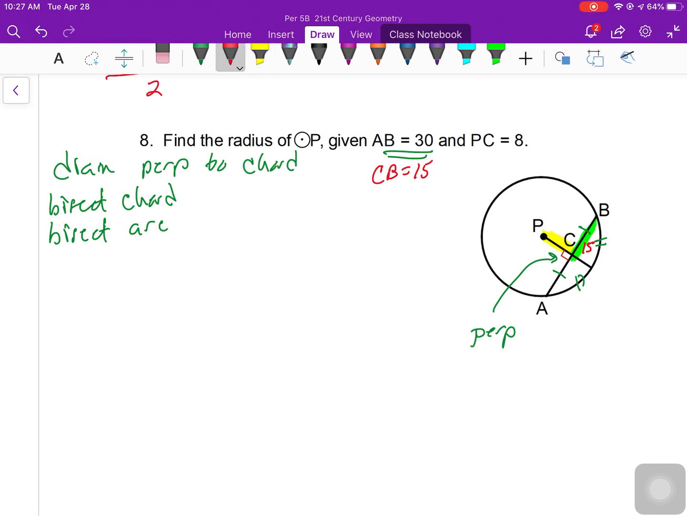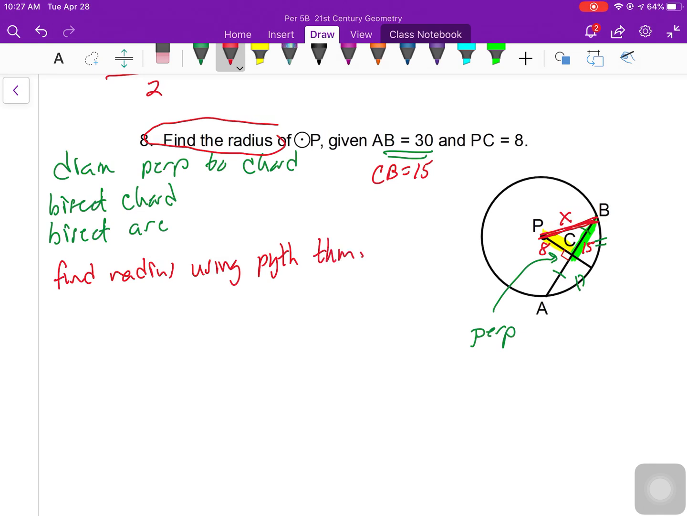They told us P to C was 8. So this one right here is 8. And then they ask us to find the radius. Well, I'm going to draw in this radius right here, and I'm going to call that x. And we can find that radius using the Pythagorean theorem.